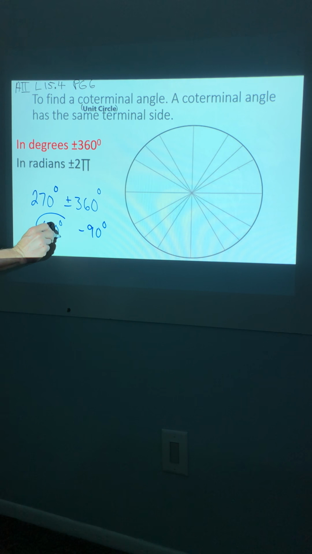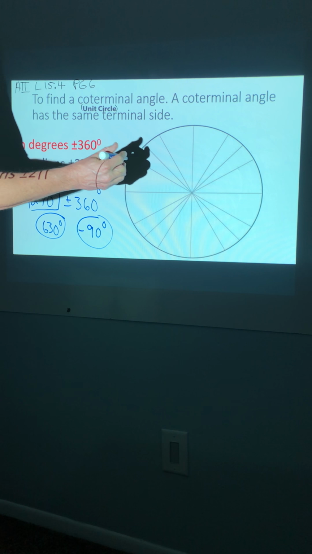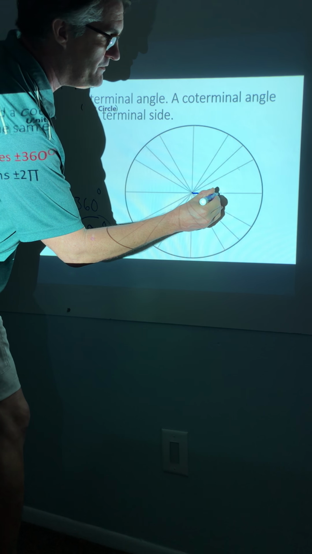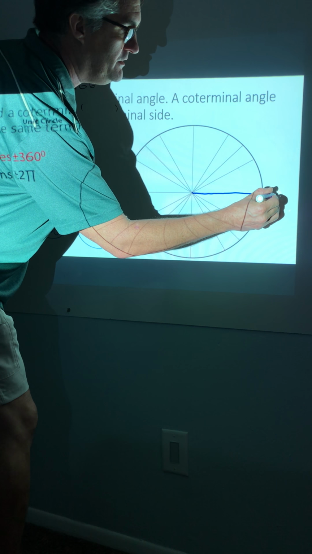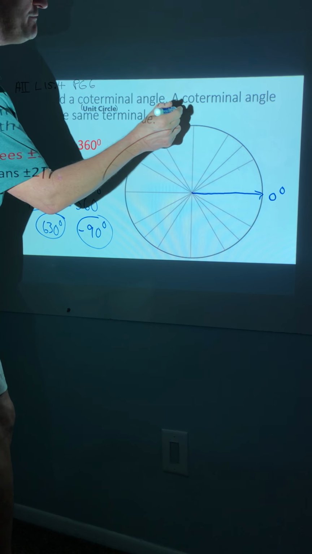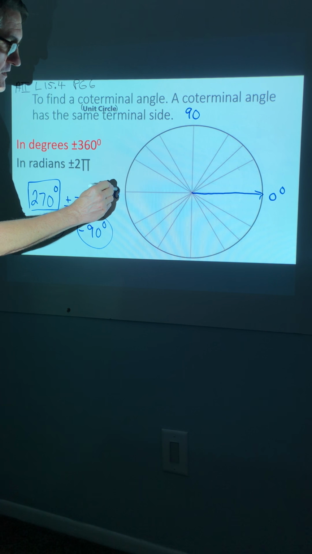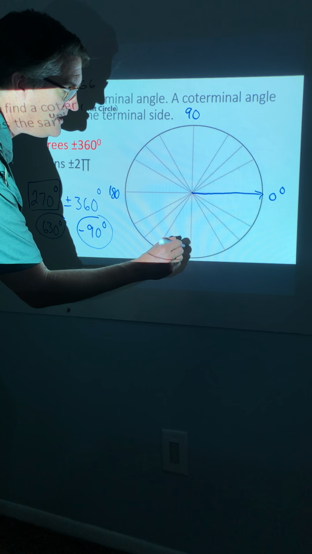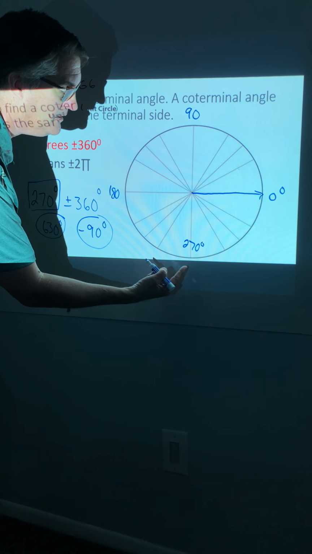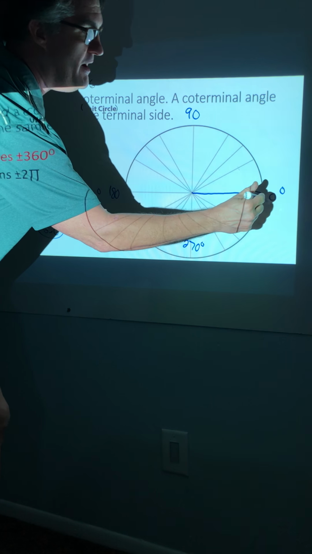Okay, so here are two more angles that will land in the same spot as that original 270. Let's graph that 270 and make sure we're all cool here. Here comes your initial side, and that's 0 degrees. Don't forget this is 90, right here is 180, and down here is 270. And then back to 360.